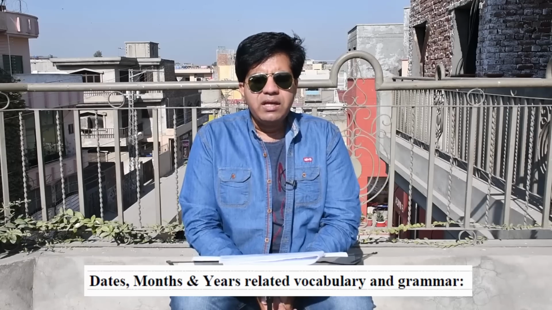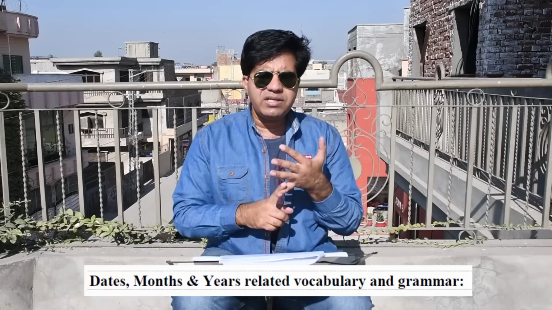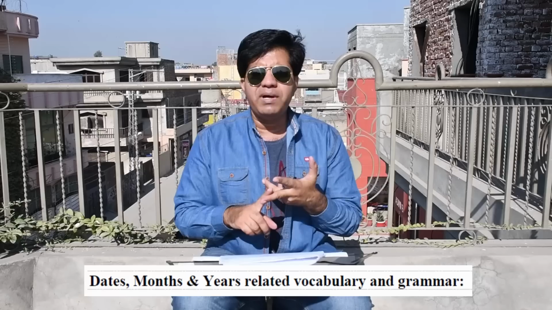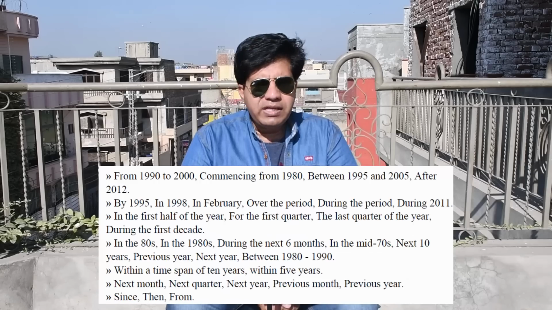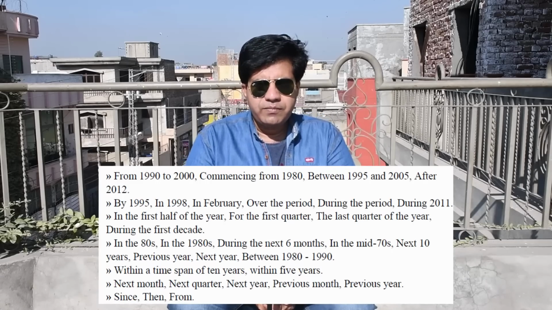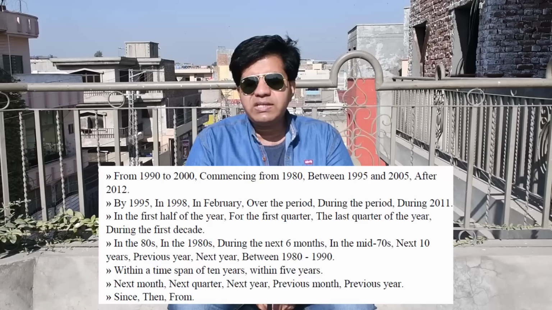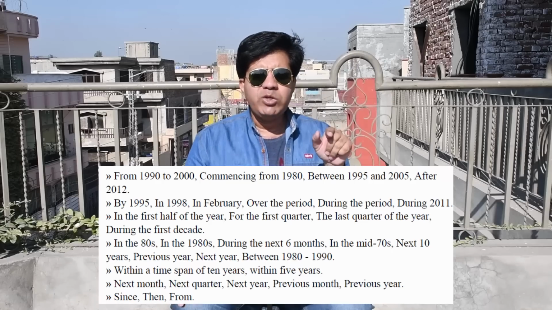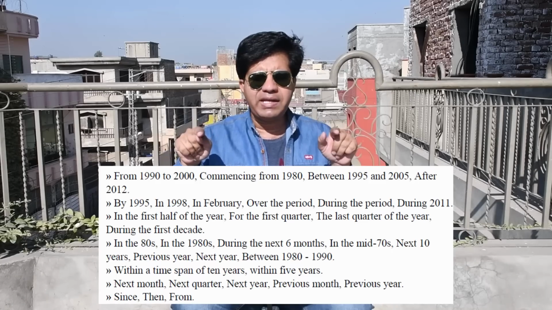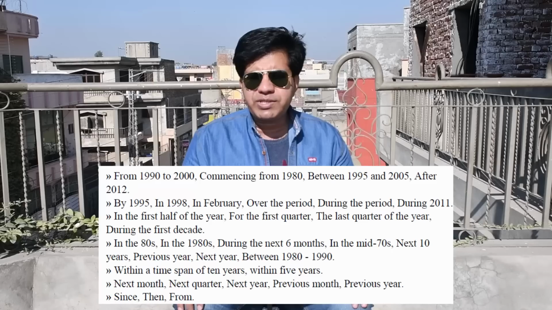Okay, now we'll be talking about dates, months and years related vocabulary and grammar. Let's see if there are years, because you always need to mention the years. There are years, dates and months, and you must know the appropriate vocabulary for that. From 1990 to 2000, commencing from 1980, between 1995 and 2005. Now remember, with from, you will use to, like from 1990 to 2000, and with between, you must use and.